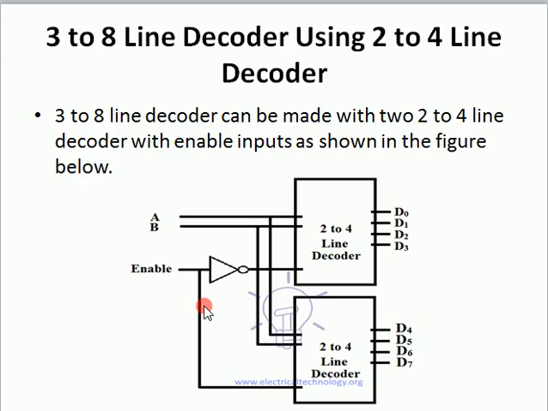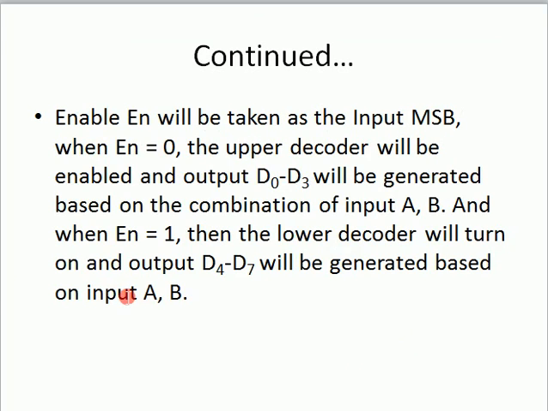Now the question arises here, why we are taking the invert of the enable input here and the direct of the enable input here? It means that for the upper decoder we are using enable input as 0, and for the lower 2 to 4 line decoder we are having it as 1. The reason behind this is that the enable input will be taken as the input of the most significant bit. So when enable is 0, then the upper decoder will be enabled and the outputs D0 to D3 will be generated based on the combination of inputs A and B.